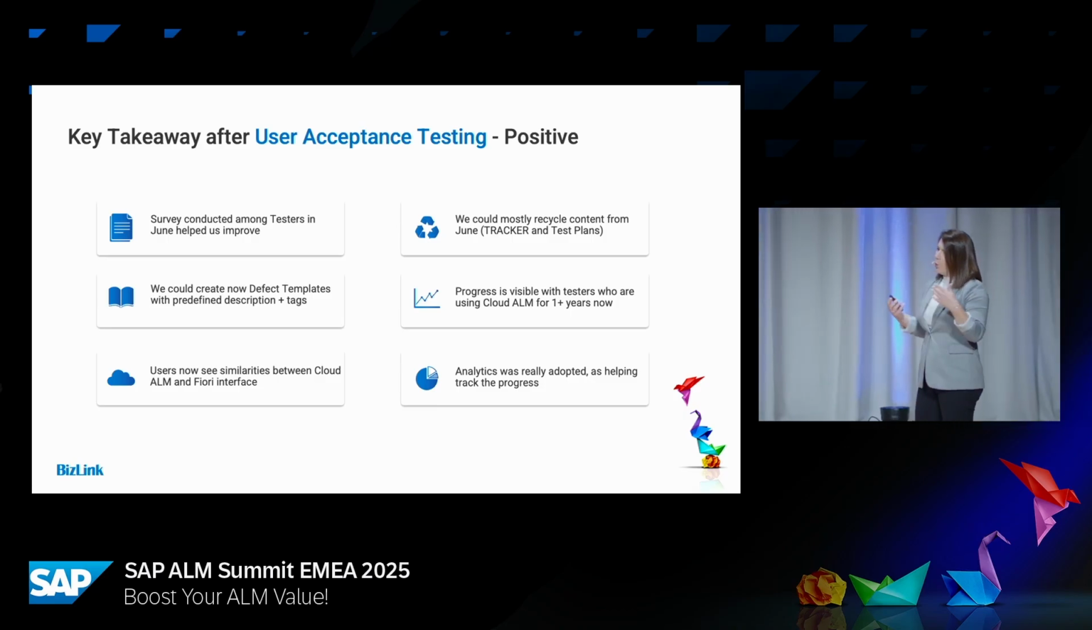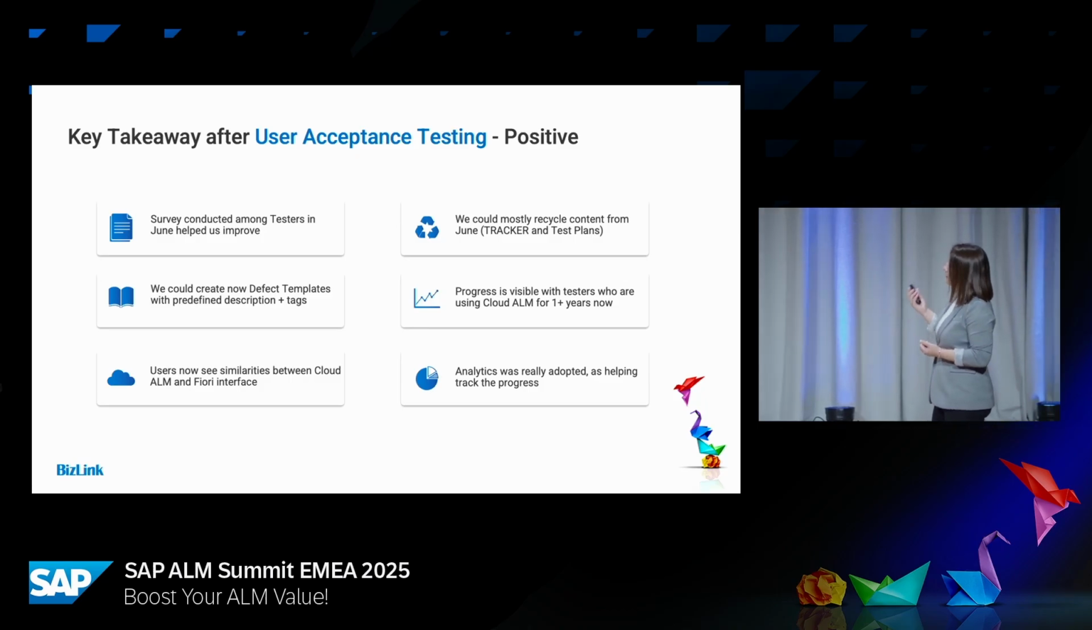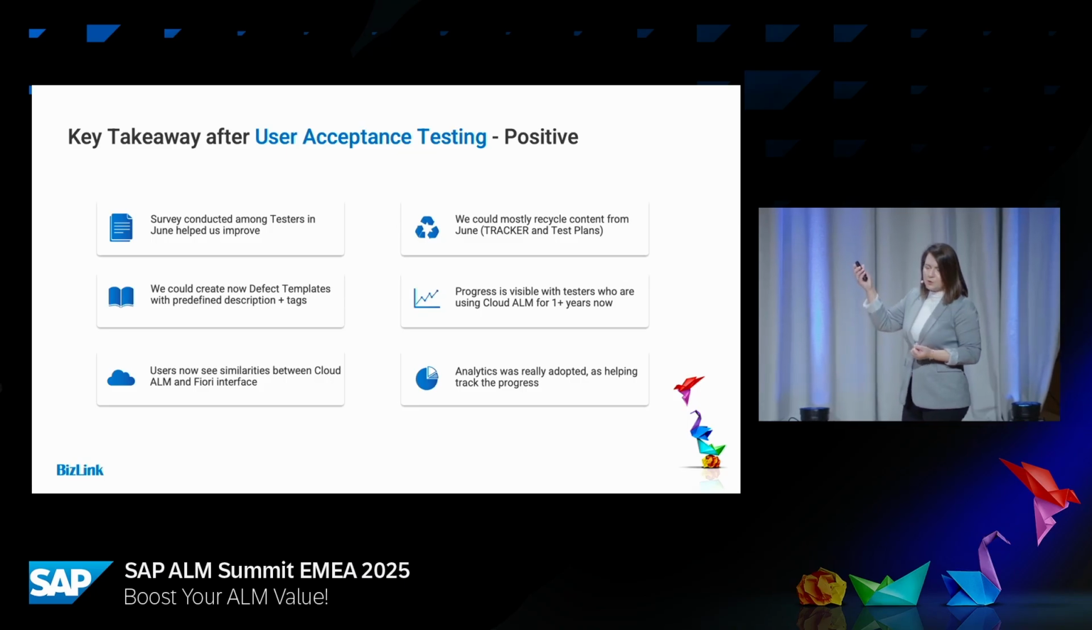So the feedback generated from this survey helped us improve Cloud ALM usage afterwards, and it really resulted in positive outcomes. With the new functionality, the last 5 comments are now easily visible in the defects. We could also translate some of the new options to our users, like creating defect templates, for instance, which reduce the number of mistakes with tags and improve the analytics overall.